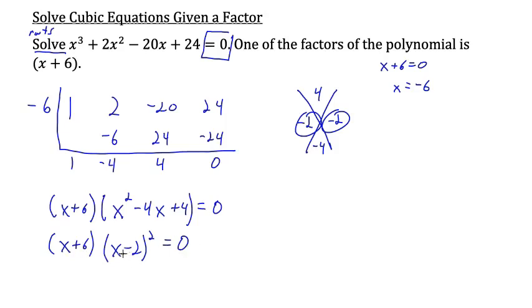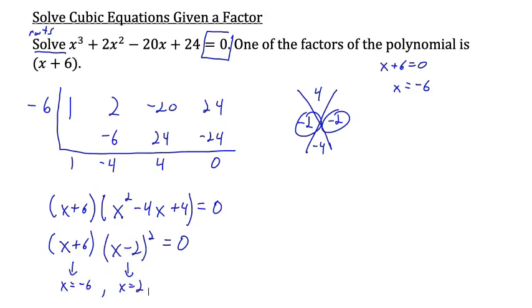one of these two things must be 0. If it's the first thing, then x must equal negative 6. So that's what makes this binomial 0. And if the second thing is 0, then x must equal positive 2, because that would make x minus 2 equal to 0.